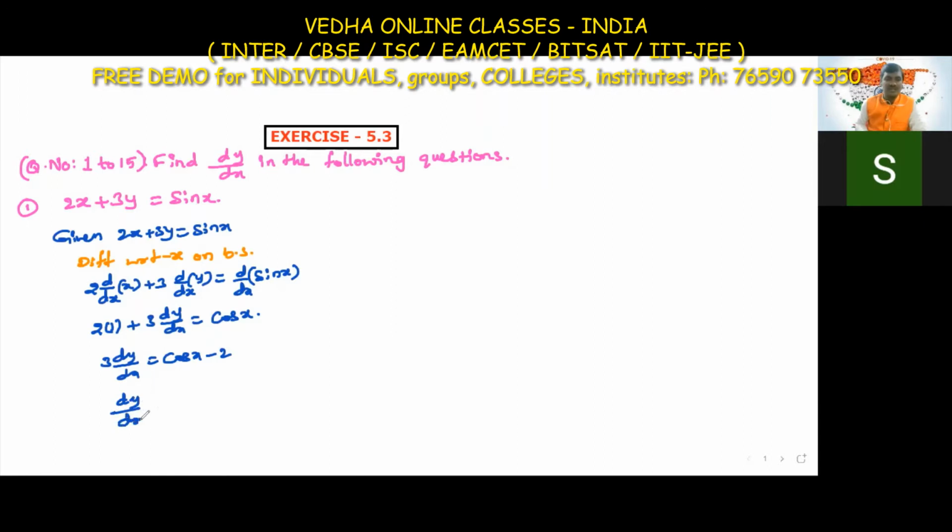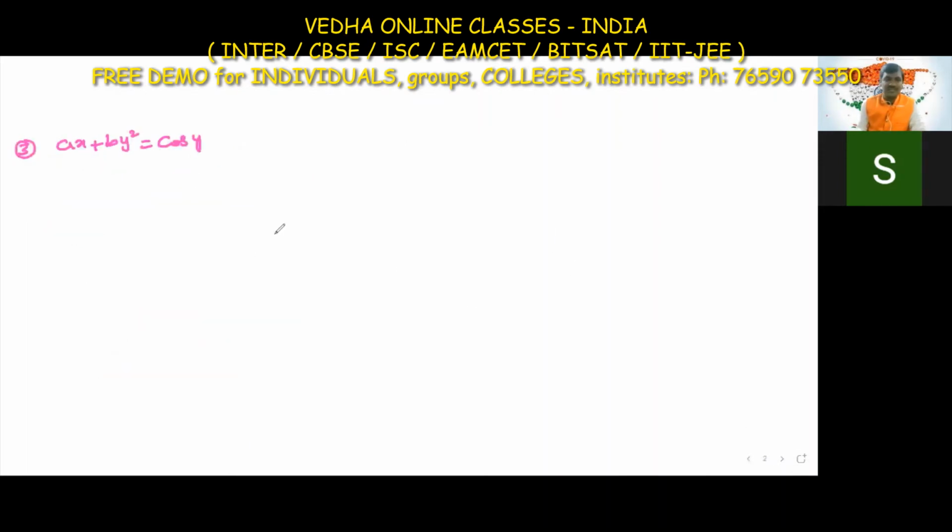So dy by dx is equal to, here 3 is multiplying, if you take it to that side, divide: cos x minus 2 divided by 3. This is the required solution. What is the dy by dx value? dy by dx is equal to cos x minus 2 by 3. Very good. Now we'll go to the next question.